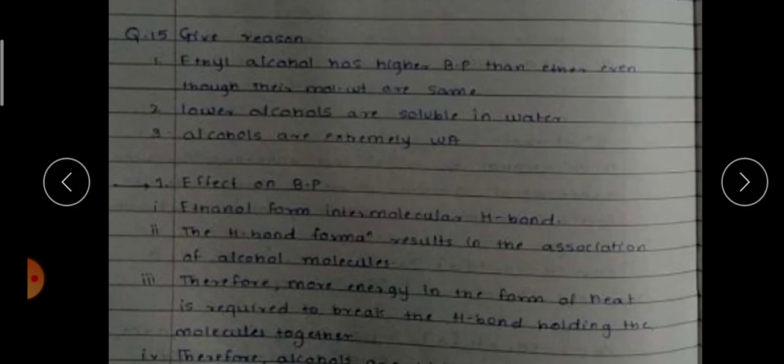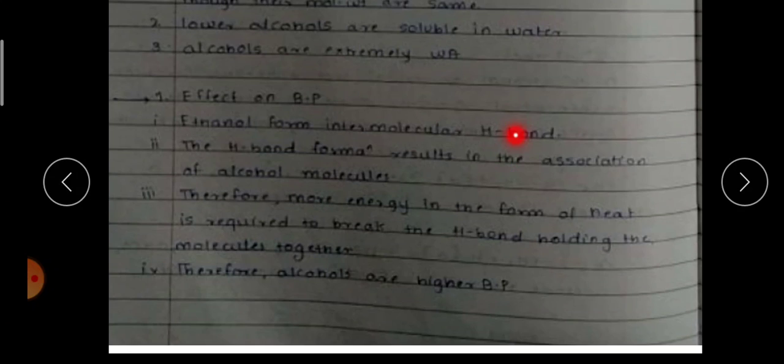First question: we have seen ethyl alcohol has a higher boiling point because of hydrogen bonding, and due to this hydrogen bonding there is association of alcohol molecules. It requires more energy in the form of heat to break this hydrogen bond. Therefore, alcohols have higher boiling points.